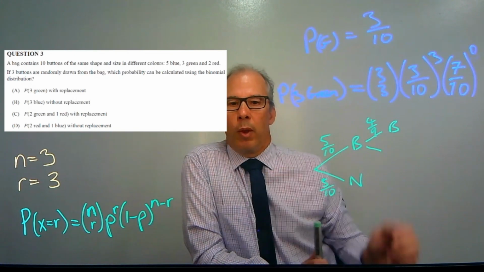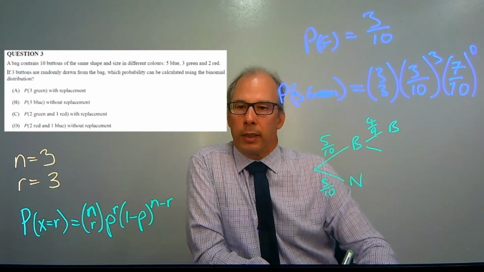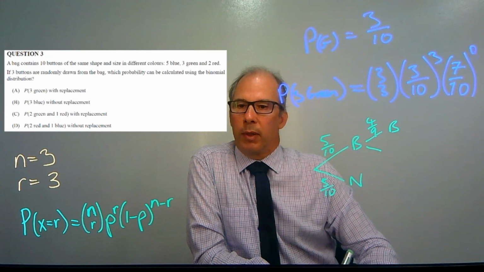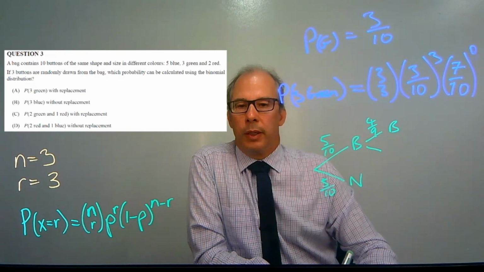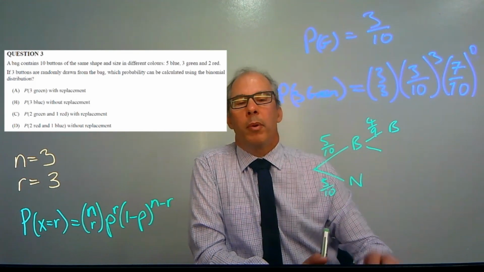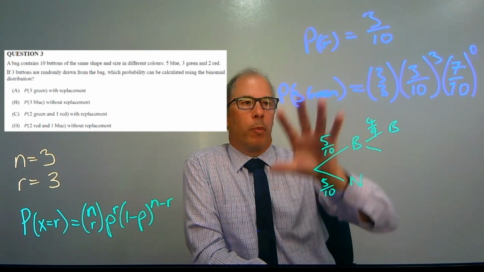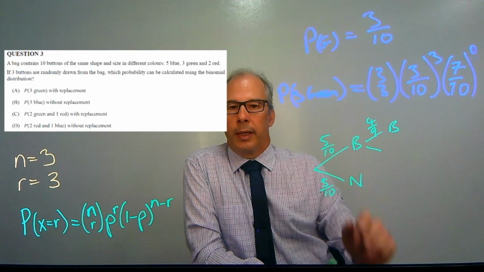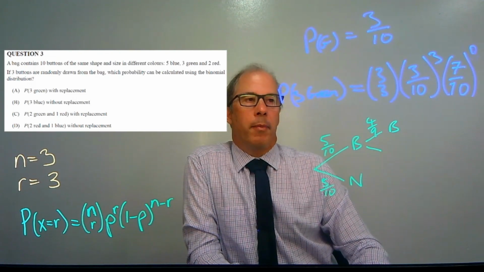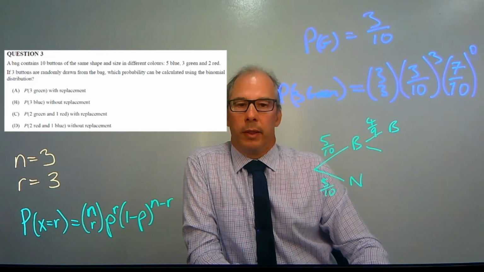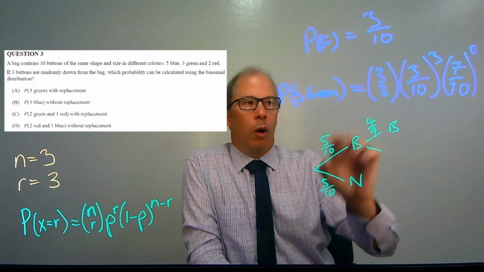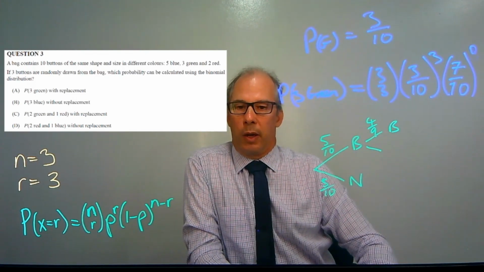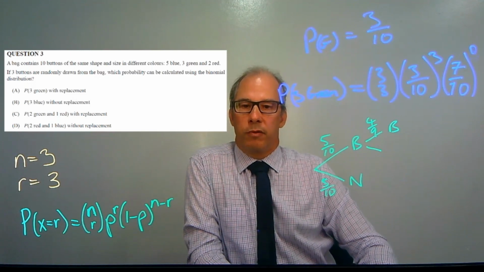So therefore B is going to be incorrect, and C, I believe, probability of 2 green, 1 red without replacement, that also is going to be incorrect. The probability of each outcome for a binomial distribution must not change; they must be the same. So in this case, part A works really well. I would have left it there and just gone straight on to question 4.